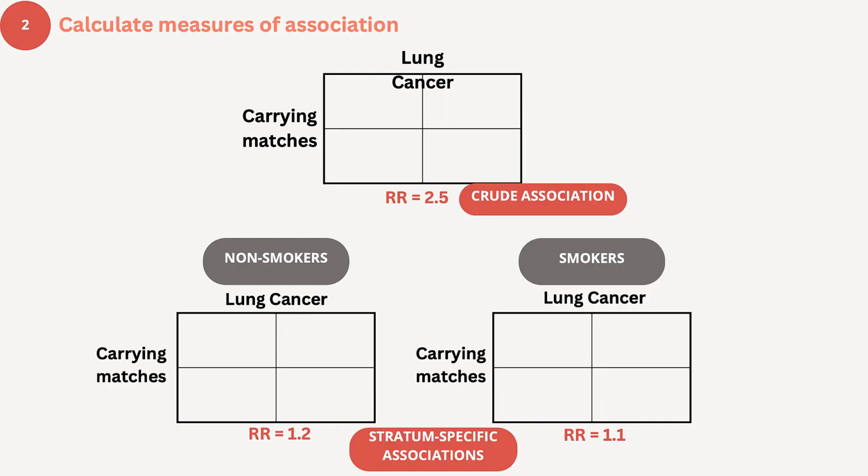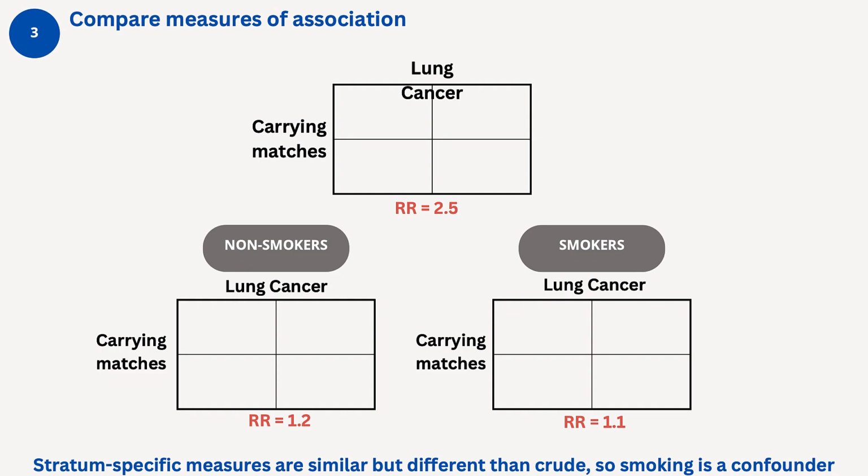The second step is to calculate a measure of association for each 2x2 table. So for the overall data, this is called the crude association, and for the categories of the confounder, these are called stratum-specific associations. So if this is a cohort study, then risk or rate ratio would be the appropriate measure of association to calculate, and we would calculate that for each table. The third and final step is comparing these measures of association.